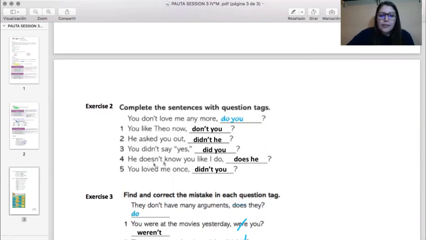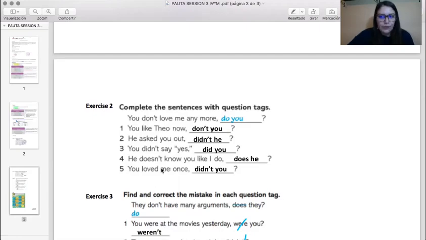Number 4, he doesn't know you like I do, does he? I have the negative, I use the positive. And number 5, you loved me once, didn't you? Here I have my past tense, my regular verb, and I use the negative and repeat the pronoun.